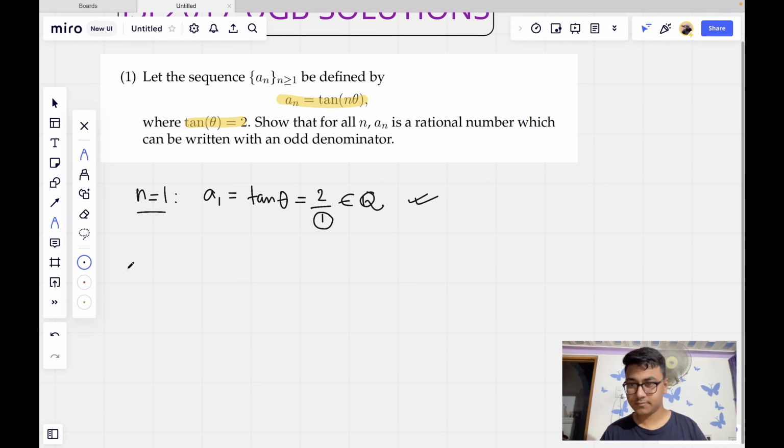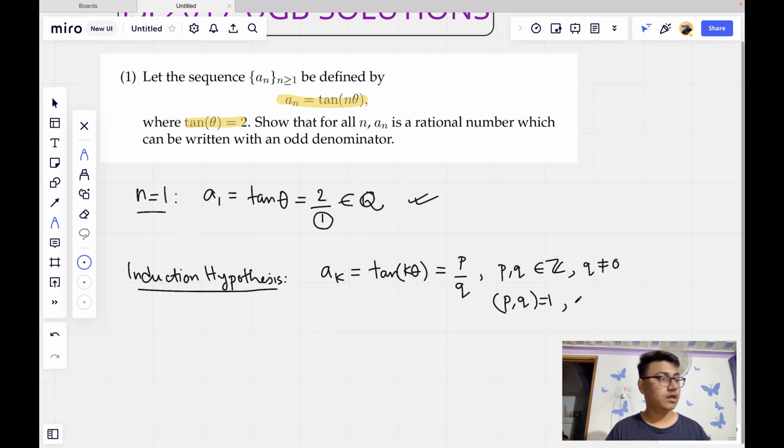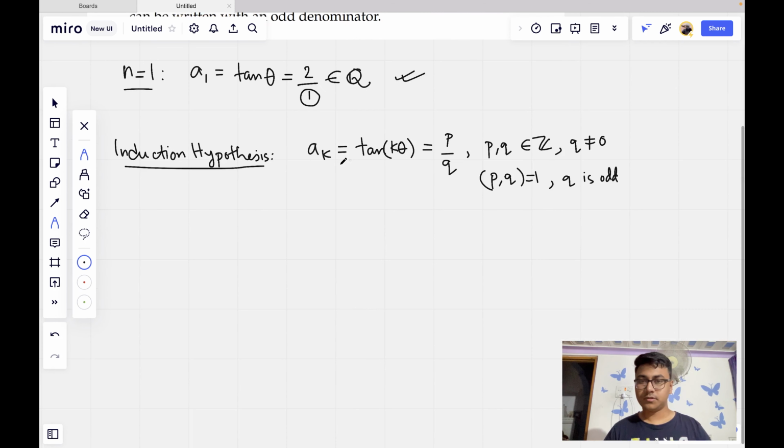For our induction hypothesis, we assume that ak equals tan k theta satisfies the conditions of the question. That is, it is a rational number of the form p by q, where p and q are integers, q is not equal to 0, p and q are co-prime, and additionally q is odd. So this is our induction hypothesis.